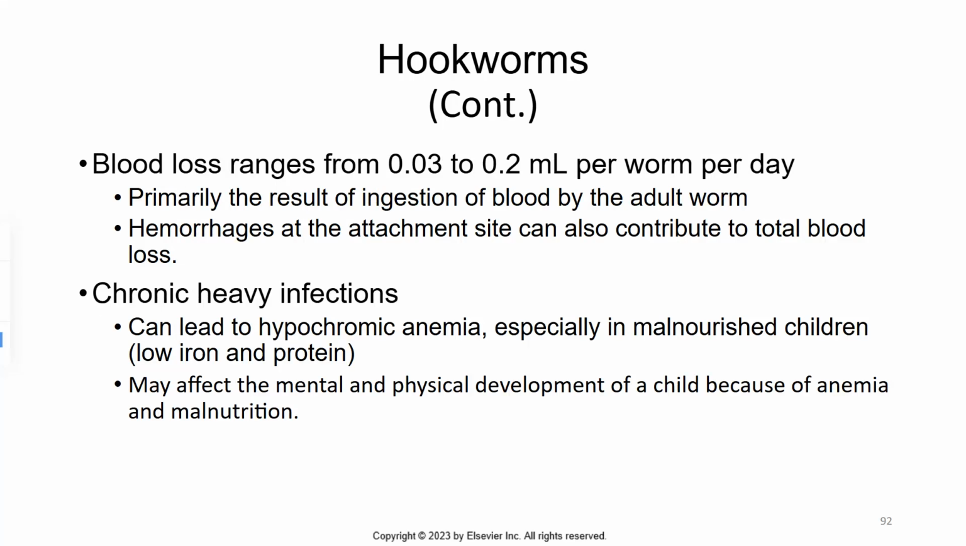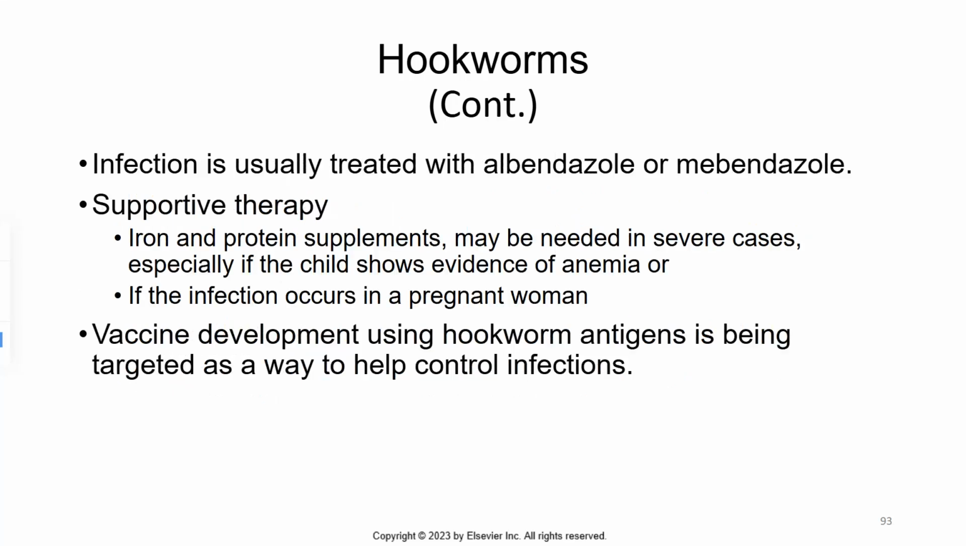Blood loss ranges from 0.03 to 0.2 mL per worm per day, primarily the result of the ingestion of blood by the adult worm. Hemorrhages at the attachment site can also contribute to total blood loss. In chronic heavy infections, it can lead to hypochromic anemia, especially in malnourished children. It may affect the mental and physical development of the child because of the anemia and malnutrition.